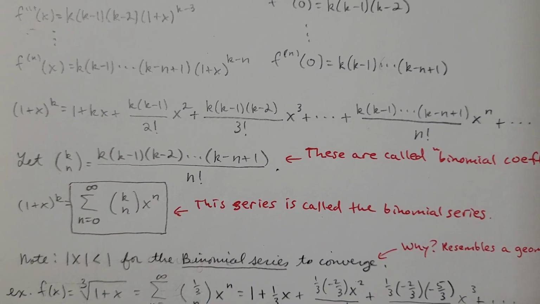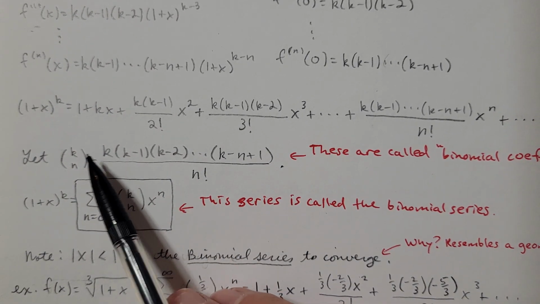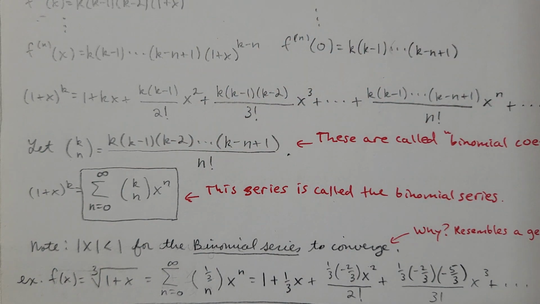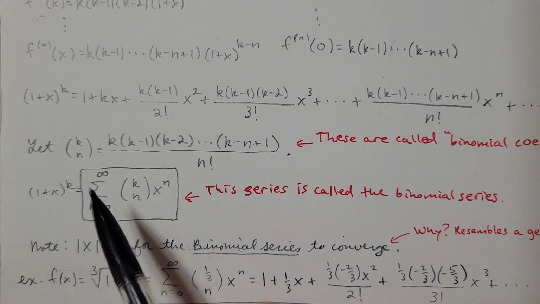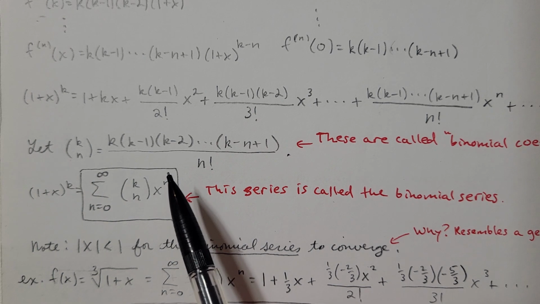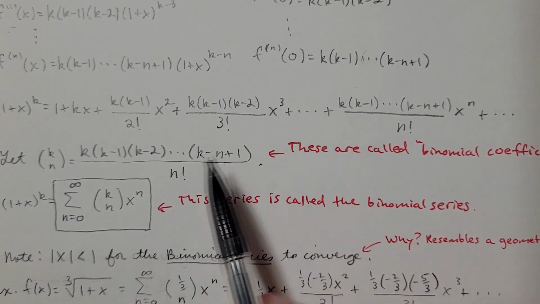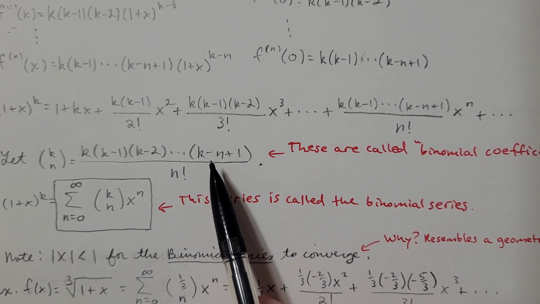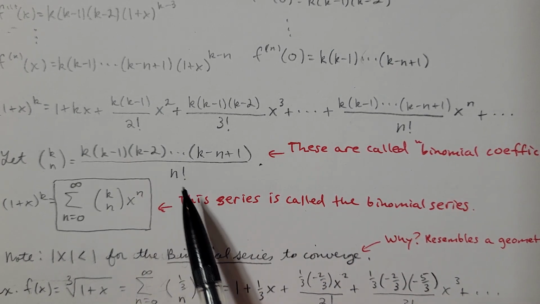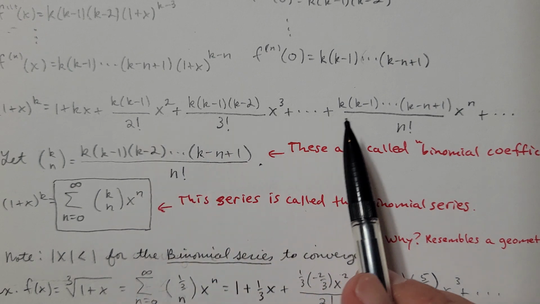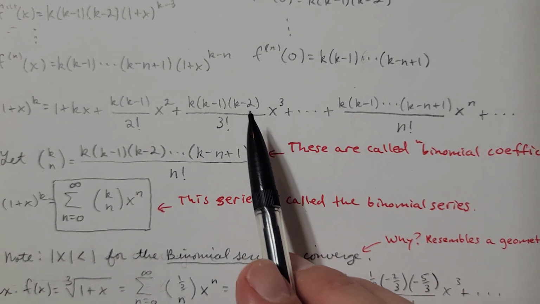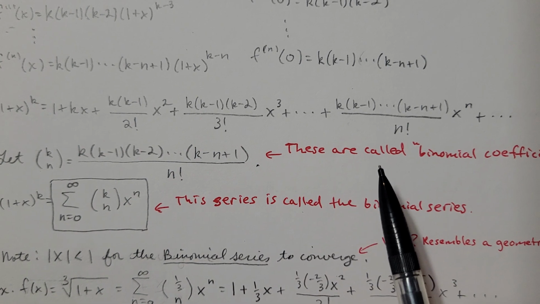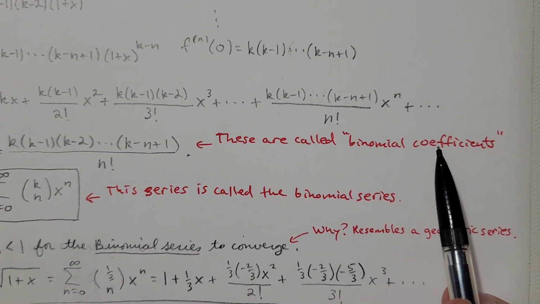Okay. Now, I'm going to let what's called k choose n, k choose n, be equal to k times k minus 1 times k minus 2 times k minus 3 times etc., all up to k minus n plus 1, divided by n factorial, okay? Which is basically all the coefficients that I've got in front of each of these terms here, okay? Now these are called binomial coefficients.